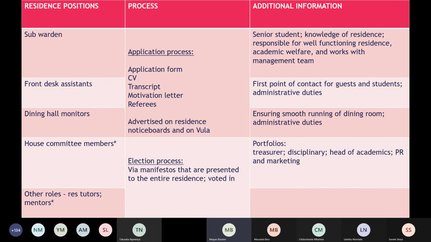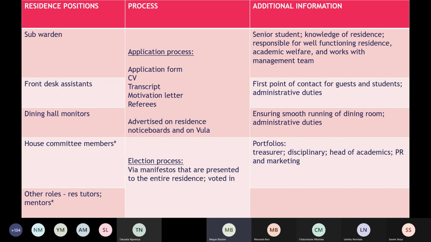Okay, so looking a little bit deeper at the Subwarden additional information, usually it would be a senior student, someone who has knowledge of the residence that he or she is applying to. Being responsible for well-functioning residences as well as academic welfare will be big on the list of responsibilities, and working well within the management team at that residence. Obviously, your front desk assistants and dining hall monitors are more roles of responsibility, and it's great for students who are starting their academic journey at UCT to consider taking on these roles.